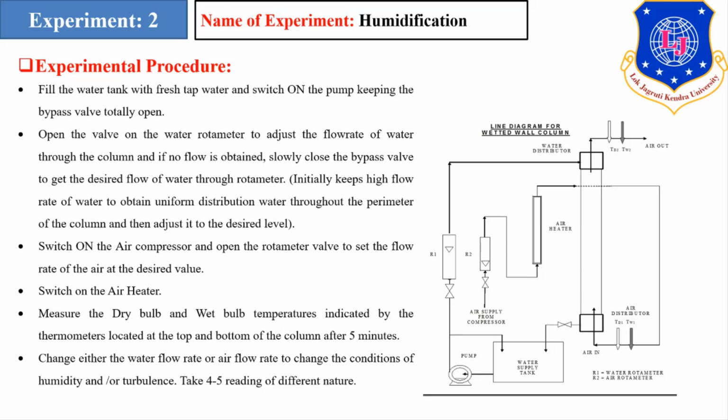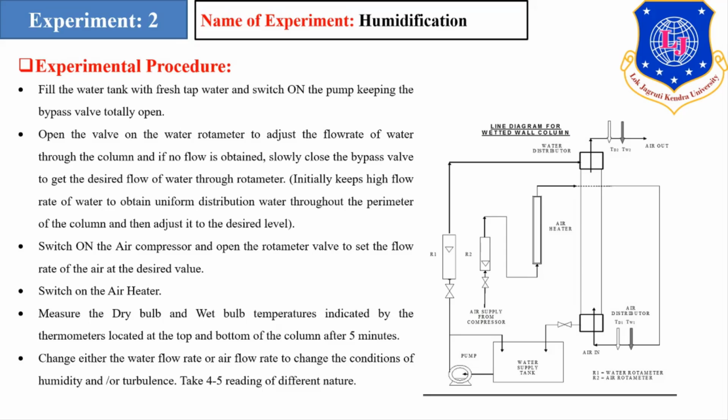So basically, first of all we will fill the water tank with fresh tap water, and then we will switch on the pump so that the flow of the water will be obtained through this column. Okay, and here we will open the bypass valve totally, then we will slightly adjust the valve. Through the rotameter we can adjust the flow rate of the water through the column, and if there is no flow of the water through the column, then we will slowly close the bypass valve so that we can get the desired flow rate of the water.